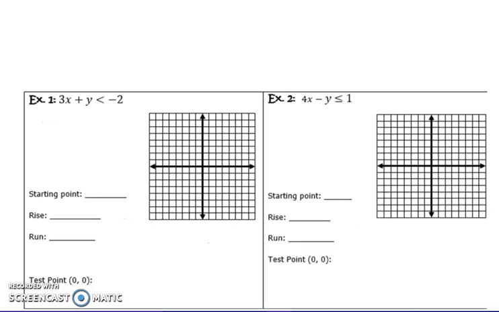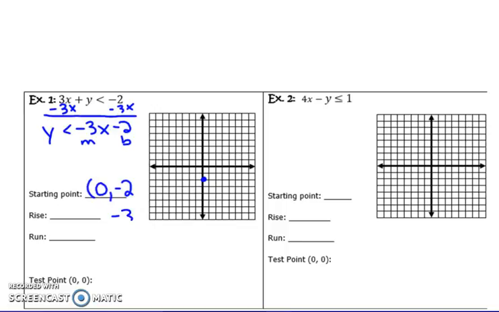If we look at our first example, we have 3x plus y is less than negative 2. To turn it into slope-intercept form, I'm going to subtract 3x from both sides. I now have y is less than negative 3x minus 2. I'm now in slope-intercept form. My m is negative 3, and my b is negative 2. That makes my starting point (0, negative 2). So I'm going to plot negative 2 on the y-axis.